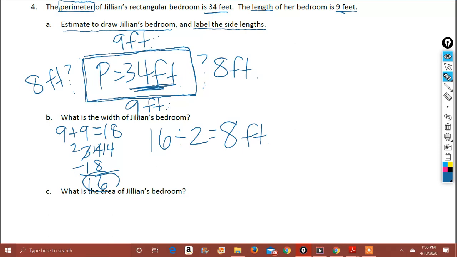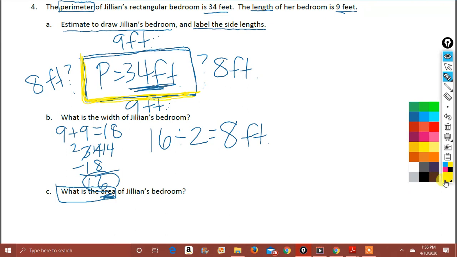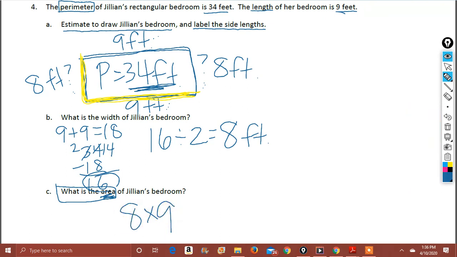Now that I have the width labeled, I can go ahead and find the area of Jillian's bedroom. So I'm going to switch gears a little bit. Area uses multiplication. We are going to multiply 2 side lengths that touch to make a corner. So here we're going to multiply 8 times 9, which equals 72 square feet. The area of Jillian's bedroom is 72 square feet.